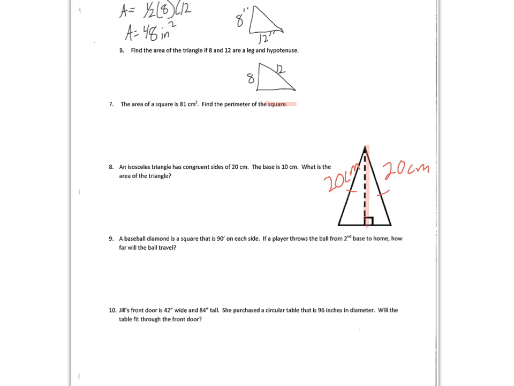And the base is 10. When I have an isosceles triangle, if I drop my perpendicular height there, what happens is it cuts that base in exactly half. It becomes a perpendicular bisector. That'll help you when finding the area, because what you have to do is find that height. It doesn't give it to you. So you have to use your c squared and your a squared to find b.